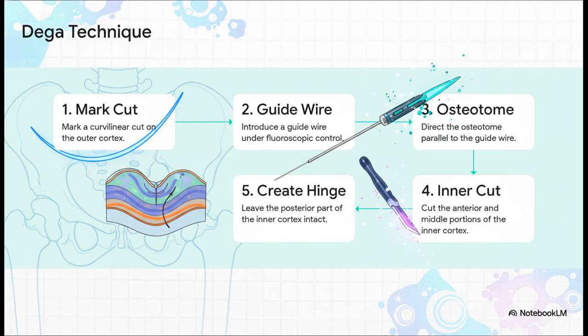So if you're asked, talk me through a Dega, here are your key steps. You start by marking your cut on the outside, a curve running from just above the AIIS backwards. Then, and this is super important, you use a guide wire under fluoro to check your path. You've got to be sure you're staying well above the triradiate cartilage. Once you're set, you cut the outer cortex, then the front and middle parts of the inner cortex. But you carefully leave that back third or quarter of the inner cortex completely untouched. That's your hinge. That's your stability.